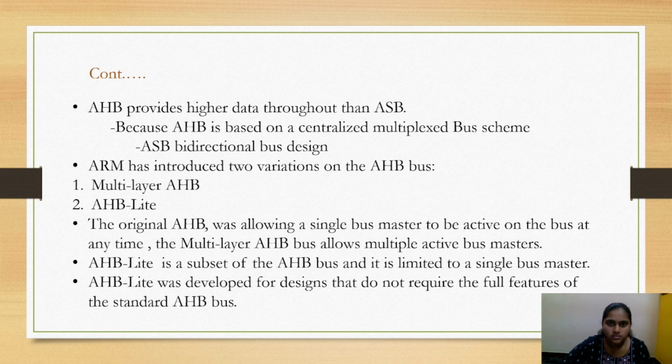Because AHB is based on a centralized multiplex bus scheme, while ASB has a bidirectional bus design. ARM has introduced two variations on the AHB bus: multi-layer AHB and AHB Lite. The original AHB allowed a single bus master to be active on the bus at any time, but the multi-layer AHB bus allows multiple devices. AHB Lite is a subset of the AHB bus and is limited to a single bus master. AHB Lite was developed for designs that do not require the full features of the standard AHB bus.